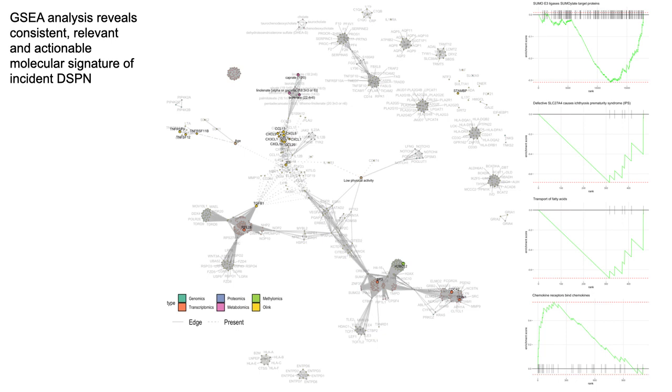They are relevant to DSPN according to several previous studies on the mechanism of DSPN, and they are also actionable signaling pathways, which means that we can study these pathways and use some medication or treatments to target them to improve the condition of the patients.